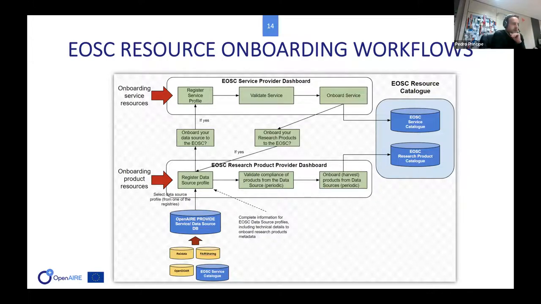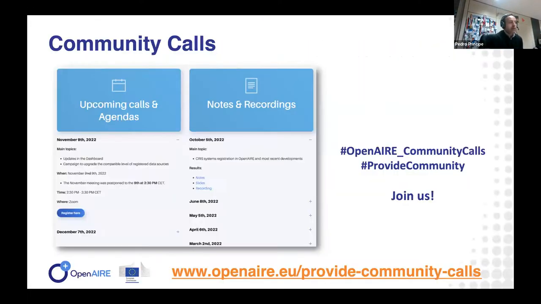And you are here in these community calls also to be aware of this. So now we can have your questions. It's critical to have this campaign that Leonidas presented. We are here to support. We count with the commitment.